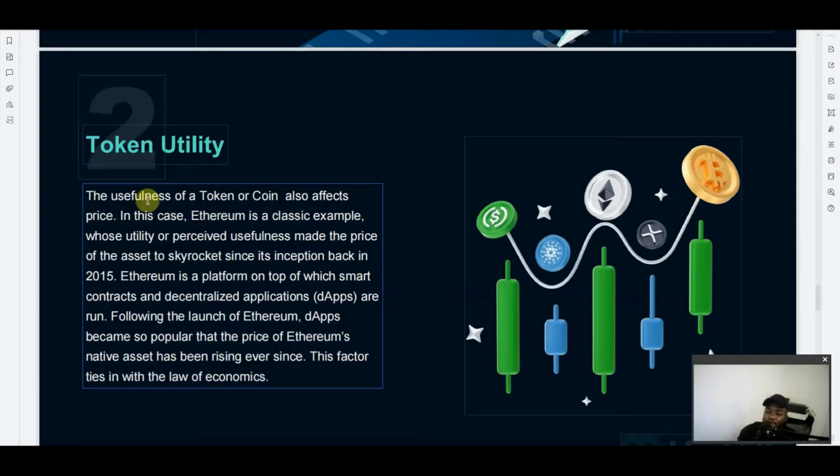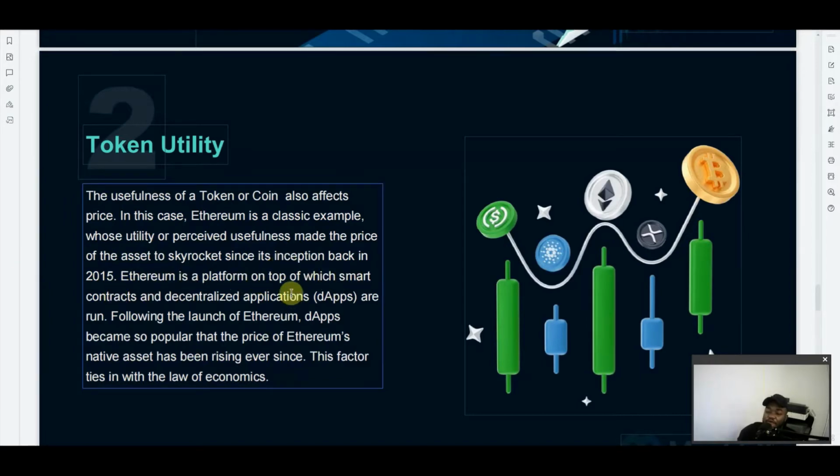Now, what do we mean here? The usefulness of a token or a coin also affects the price. In this case, Ethereum is a classic example whose utility and perceived usefulness made the price of the asset skyrocket since its inception back in 2015.